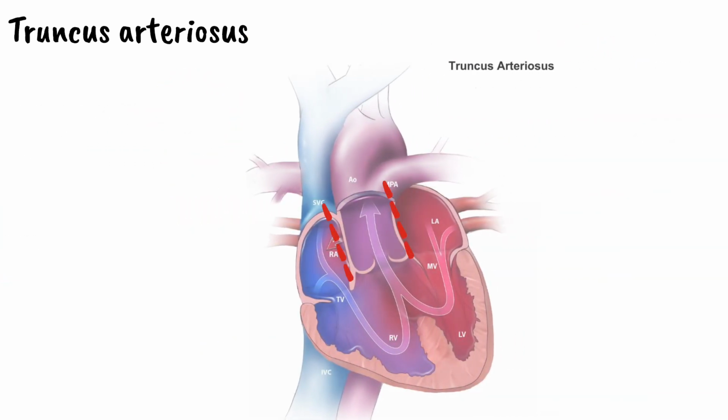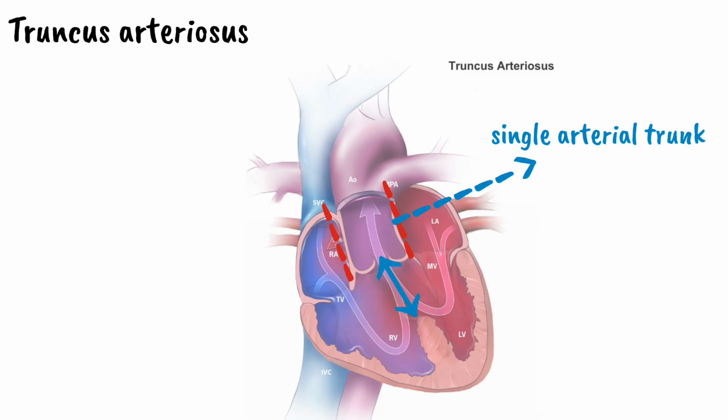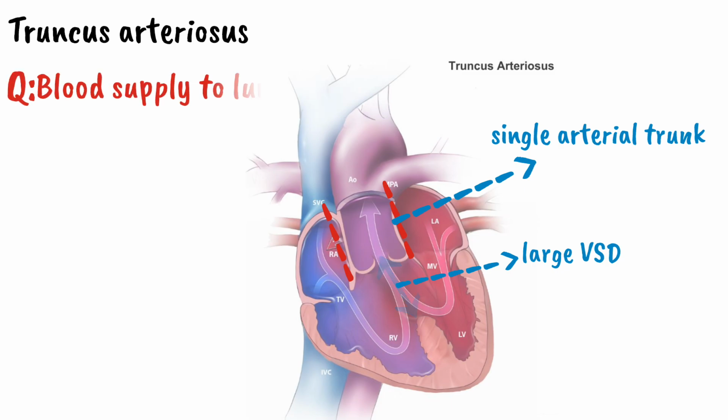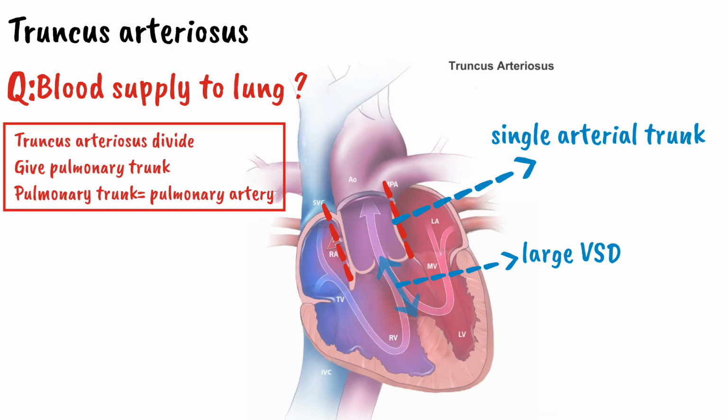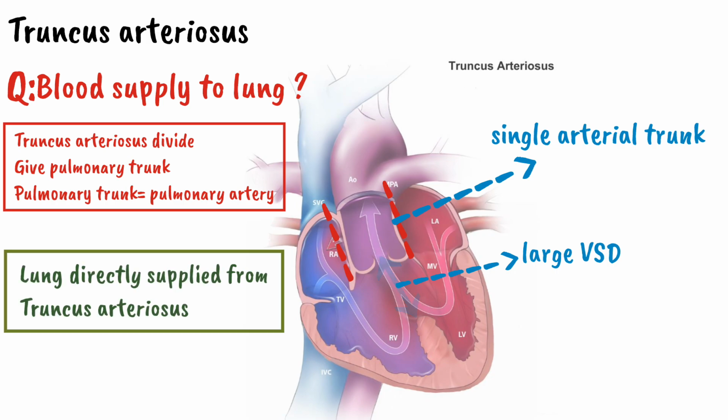A single arterial trunk arises from the heart, and immediately below the trunk there is a large VSD. Now a question arises: how do the lungs get their blood supply? The lungs get their blood supply by two mechanisms. The first is that the truncus arteriosus later divides into a pulmonary trunk which supplies the right and left lung. But sometimes it does not divide, and the lungs get their blood supply directly from the aorta by two of its branches. So that is the pathological process of truncus arteriosus.